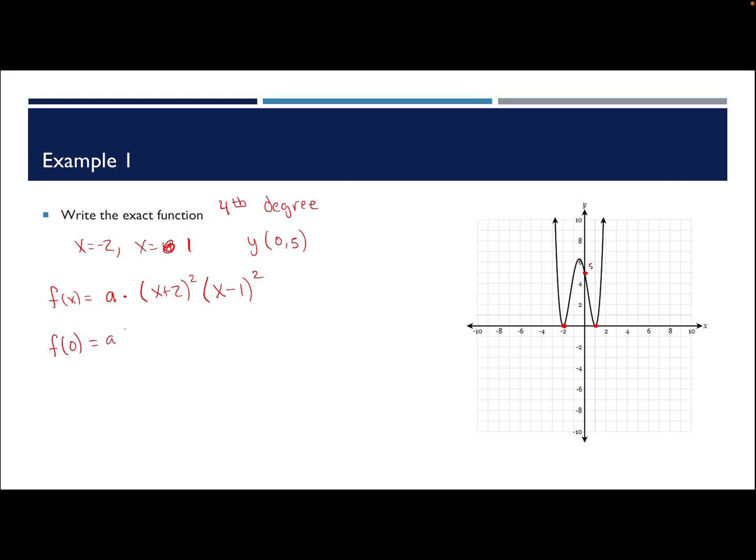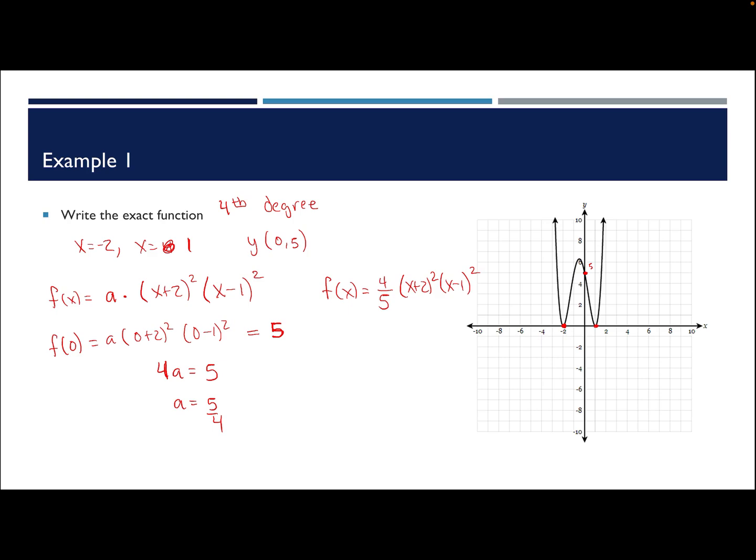So f of 0 is going to equal a times 0 plus 2 squared times 0 minus 1 squared. And whatever we get when we substitute in 0 should be 5. We should get 5. And so that's going to be 4 times 1, so 4a equals 5. And so a is going to equal 5/4. So our function is f of x equals 5/4 times x plus 2 squared times x minus 1 squared.